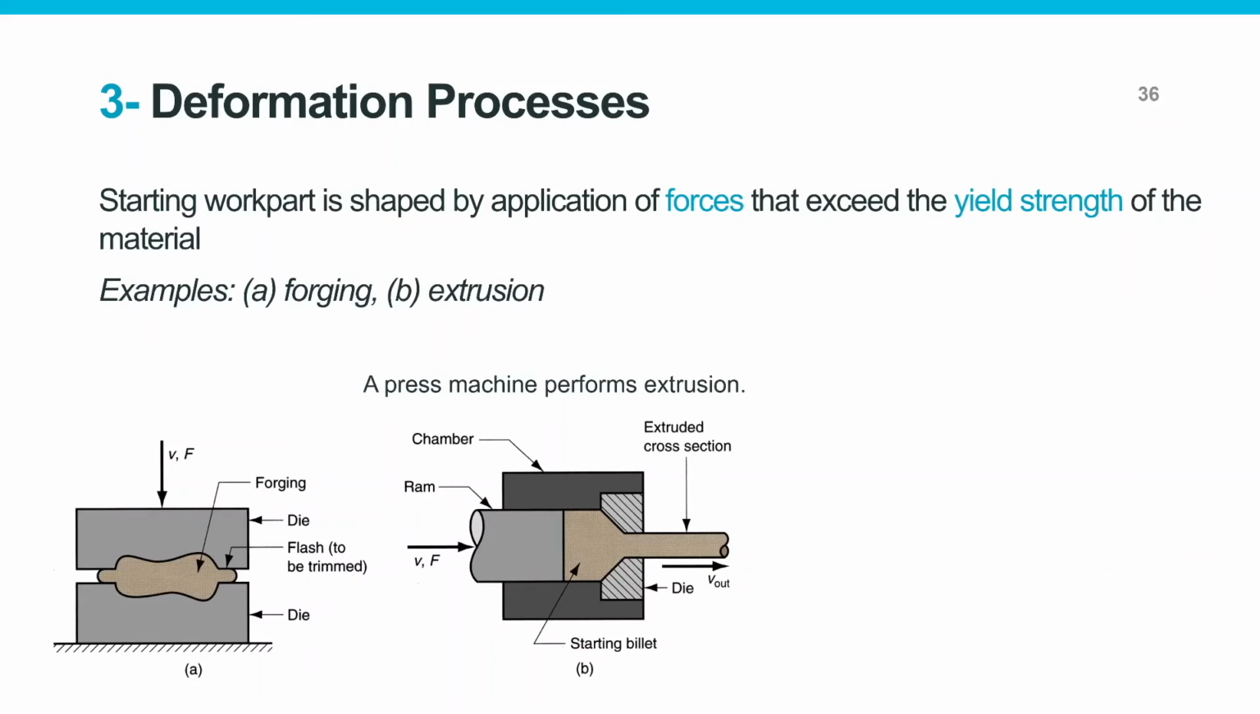In the deformation process, the starting work part is shaped by application of forces that exceed the yield strength of the material, such as forging and extrusion. As you can see here, in forging we have the dies, and the force from these dies exceeds the yield strength of the block of material, so it deforms and takes the shape of the dies, and at the end the flash will be trimmed. Something like what you will see here in the photo.